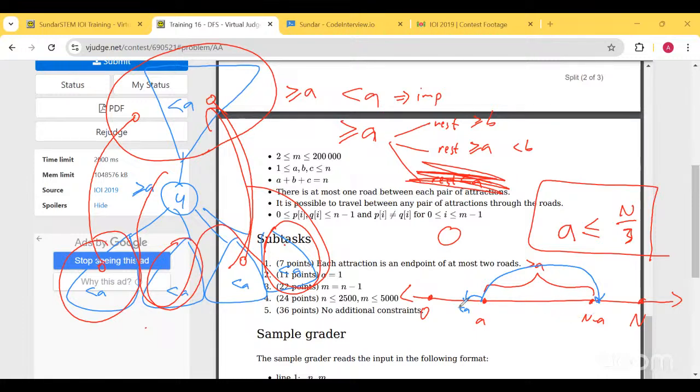Why? Because all groups here are always less than a, right? But the gap between this and this is greater than a. So when we jump less than a, never exceed this point. Do you know what I mean?